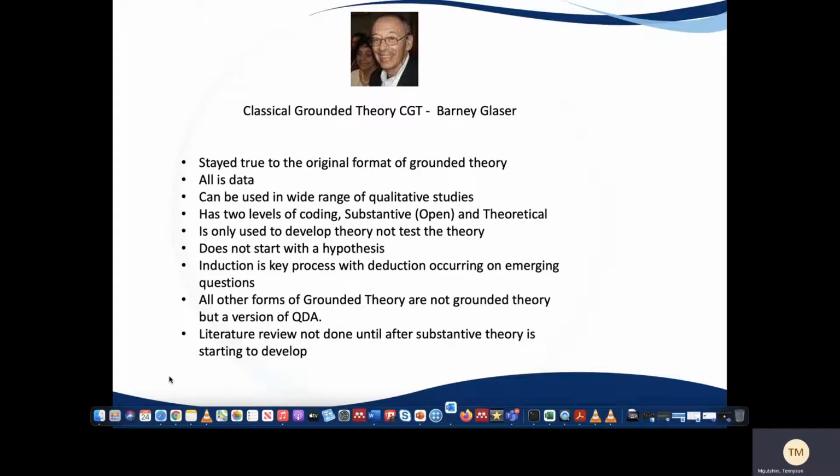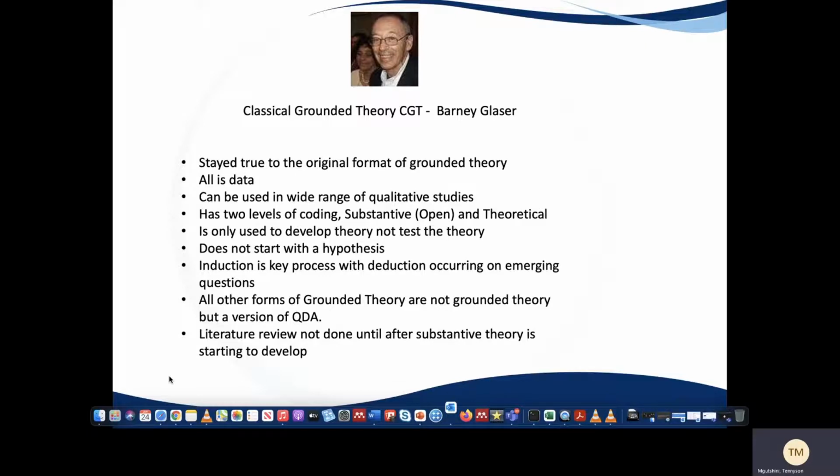You would probably be found wanting, because at every point you would find that there's disagreement between one source of data and the other. And then, of course, one of the things with this type of classical grounded theory is that it promotes the idea that you do not do a literature review until after you've developed a substantive theory from this walking around with the data.